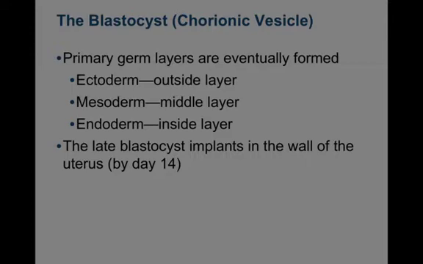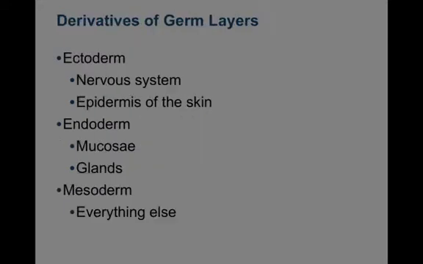Okay, so 3 layers. You said the endoderm was most of the epithelial tissue? Endoderm is mostly internal epithelial tissue. Okay, so here's endoderm, mucosa, and the gland. So mucosa is your more epithelial tissue. The ectoderm can be also epithelial tissue because it's the epidermis of the skin and the nervous system, and the mesoderm ends up being everything else.